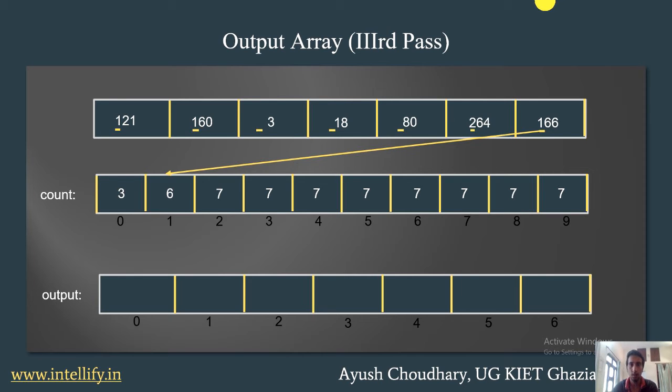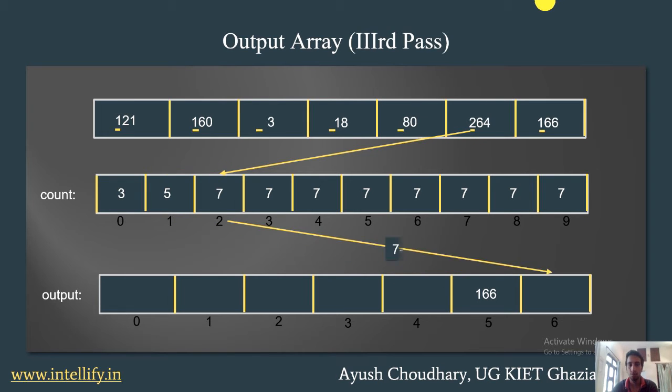Similarly, we will get to index 1. Then decrease the element at index 1 by 1, and then we get to that particular index that we got just now, and put the 166 element at that place, like this. Then 2, then decrease by 1, we get 6 index, we put 264 at the 6th index.